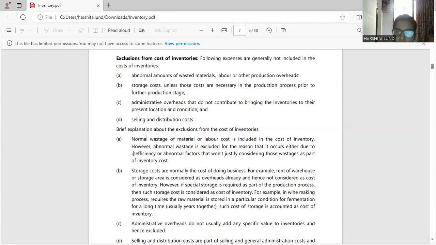Then administrative overheads do not contribute to bringing the inventory to its present location and condition. Administrative overheads, for example rent and office expenses, will not at all be included in the valuation of the inventory. I am again repeating, these costs will not be added to the valuation of the inventory. They have to be debited to the profit and loss in the same year in which they are incurred. Same with selling and distribution. So if I ask you what costs are excluded, your answer should be abnormal loss, selling and admin expenses, overheads, administration expenses, and storage cost will not be included. Understood? Yeah.